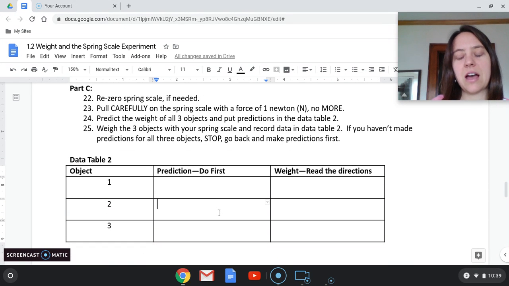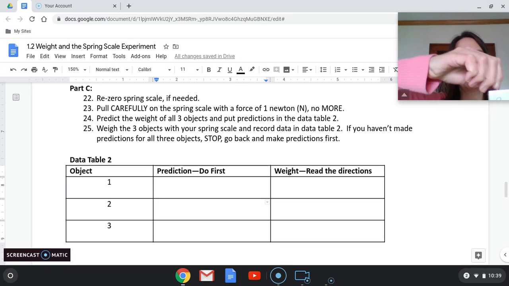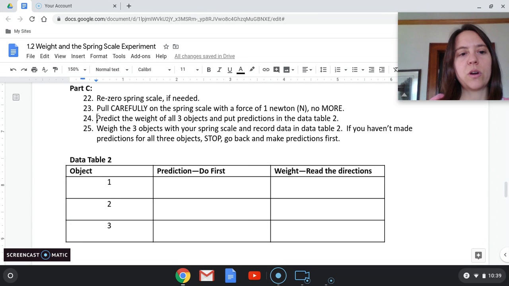And then object 2 is not as heavy, but it's still heavier than 1 newton. So let's say maybe between 2 and 3. So let's write 2.5 newtons. Please write 2.5 newtons here. And then object 3 is the lightest of all of them. So let's say 1 newton and write 1 newton here. Okay, so that was number 24.